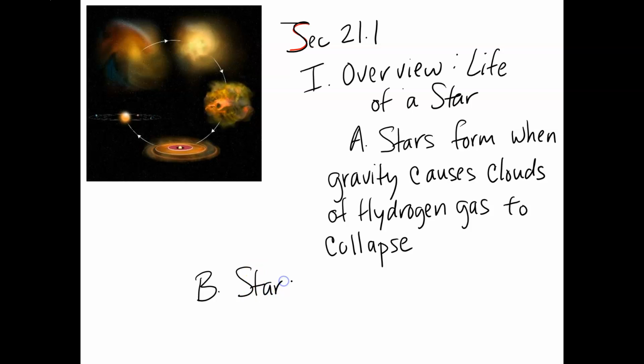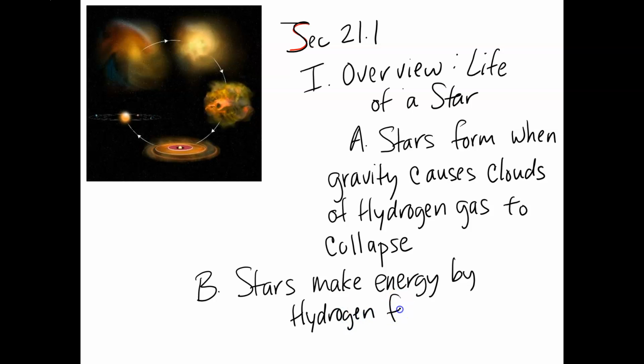And we remind ourselves that when a star is a star, it makes energy. So stars make energy by burning hydrogen. And we've learned a little bit about hydrogen fusion. And more recently, we've talked about the HR diagram, and we said a star is on the main sequence of the HR diagram when it's fusing hydrogen.